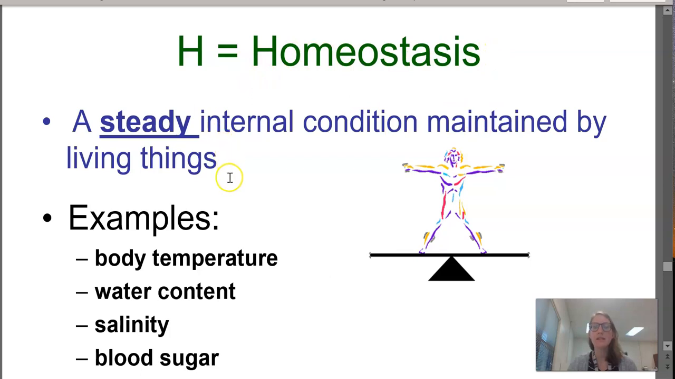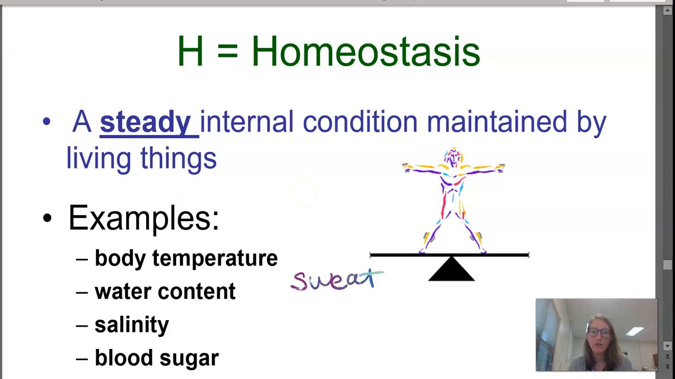Homeostasis. This means it's a steady internal condition that's maintained by living things. If you look at this picture right here, this shows a human kind of balancing on a seesaw. This is a great image for what homeostasis means. It means that you are balanced on the inside. Some examples of that would be body temperature. If you get too hot, what do you do? You start to sweat so that your body can cool down. If you get too cold, you start to shiver so you can make energy and start to heat up again.